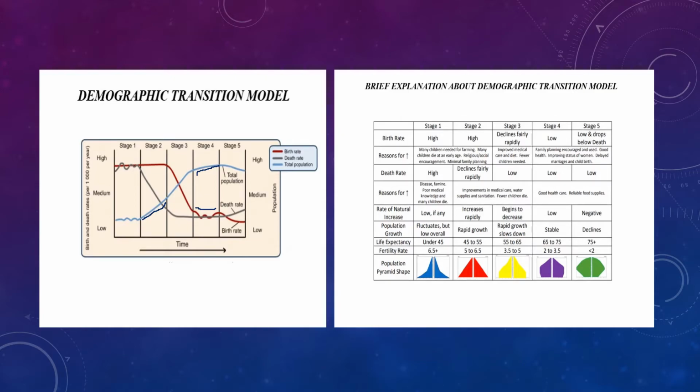In this fifth stage the birth rate is low. Here is a low birth rate, but this birth rate drops below the death rate. This is the death rate line and this one is the birth rate line. The birth rate comes below the death rate. Fine. This is mainly because people are following family planning methods and they use family planning ways.